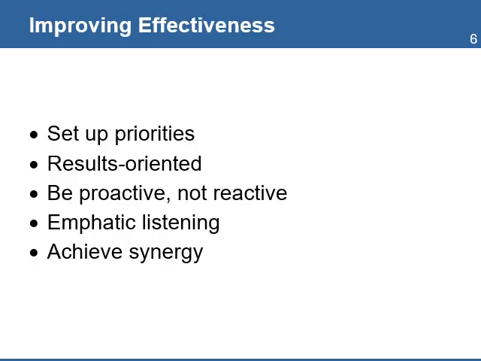Increasing the effectiveness of a team is not an easy task. It requires patience, consistency, and a proactive approach. Here are some additional recommendations to help improve team effectiveness. Set up priorities. Place what is important first. The team needs a constant reminder of the project goals to keep them on the right track.